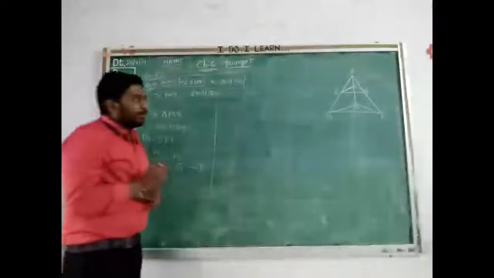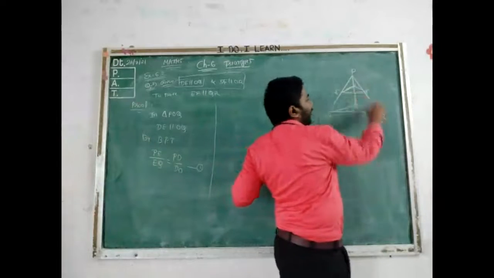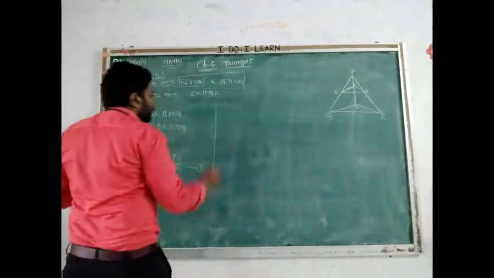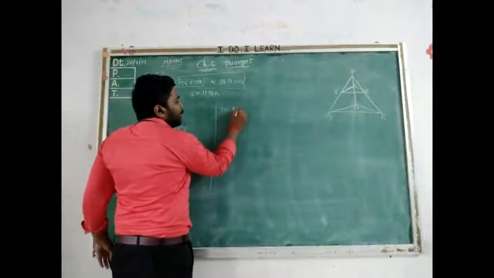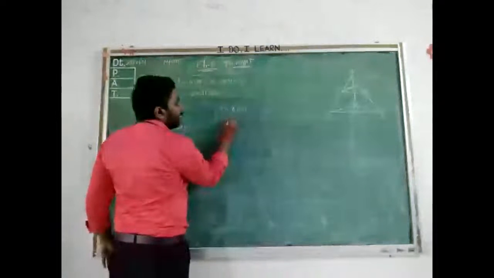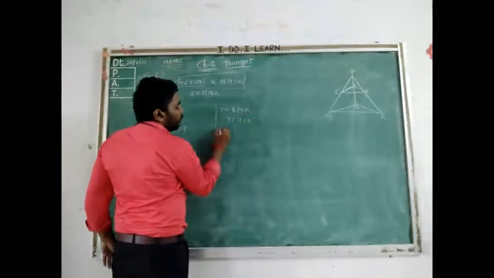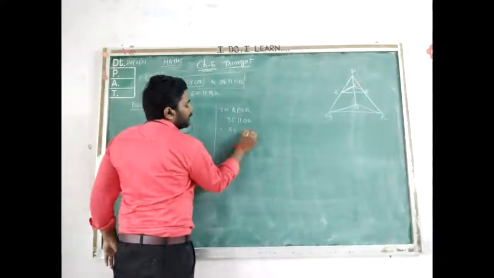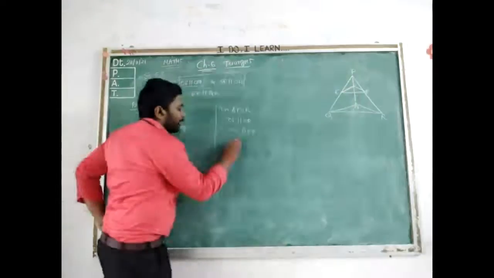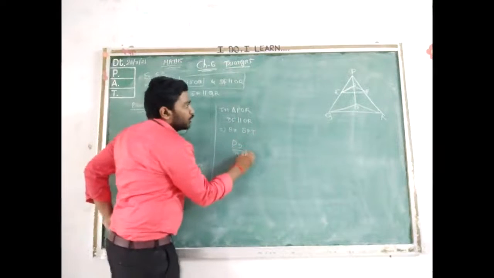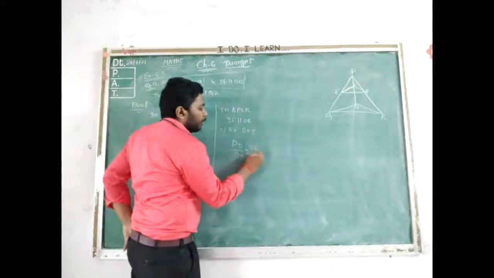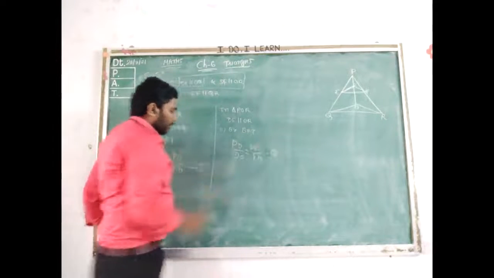Same way, if I am talking about triangle POR, DF is parallel to OR, that is given. So by BPT, basic proportionality theorem, PD upon DO is equal to PF upon FR, and I am saying this as equation number 2.